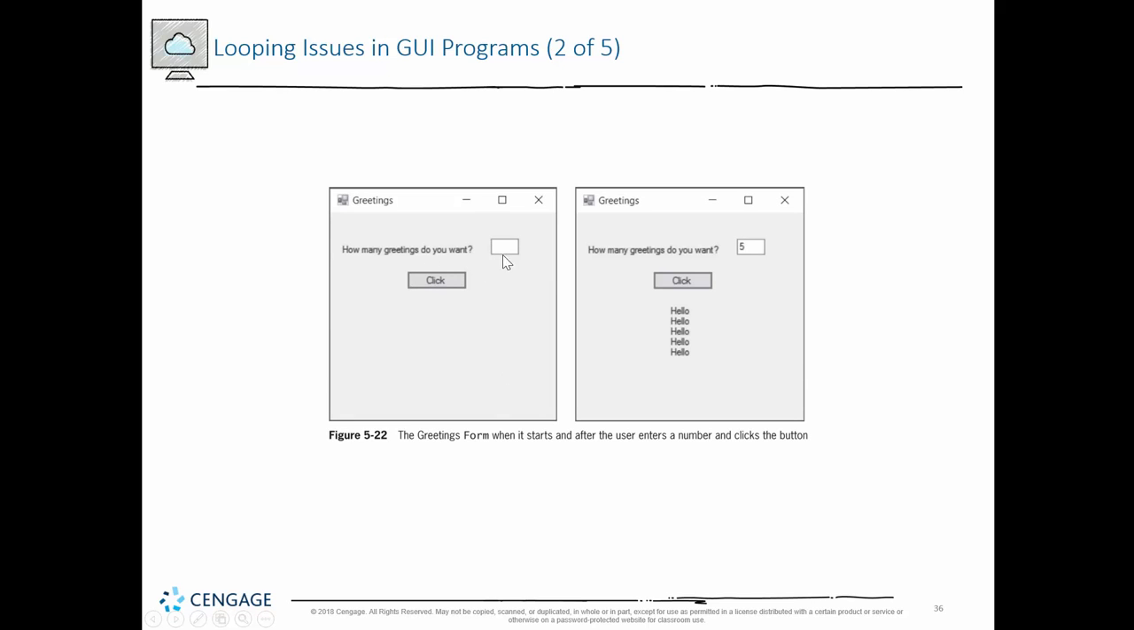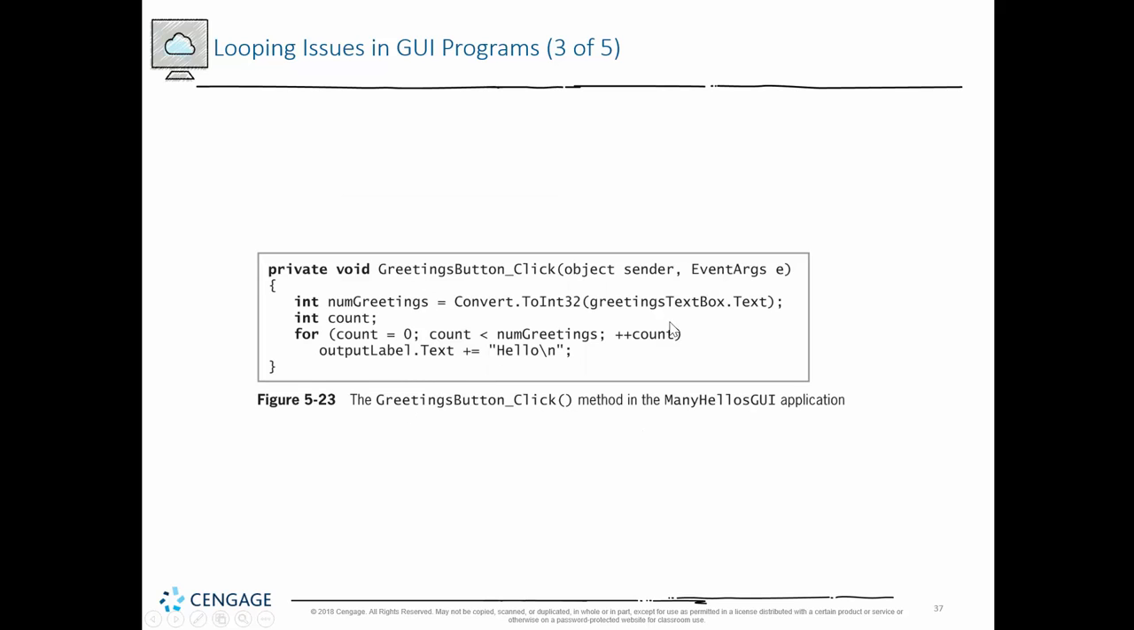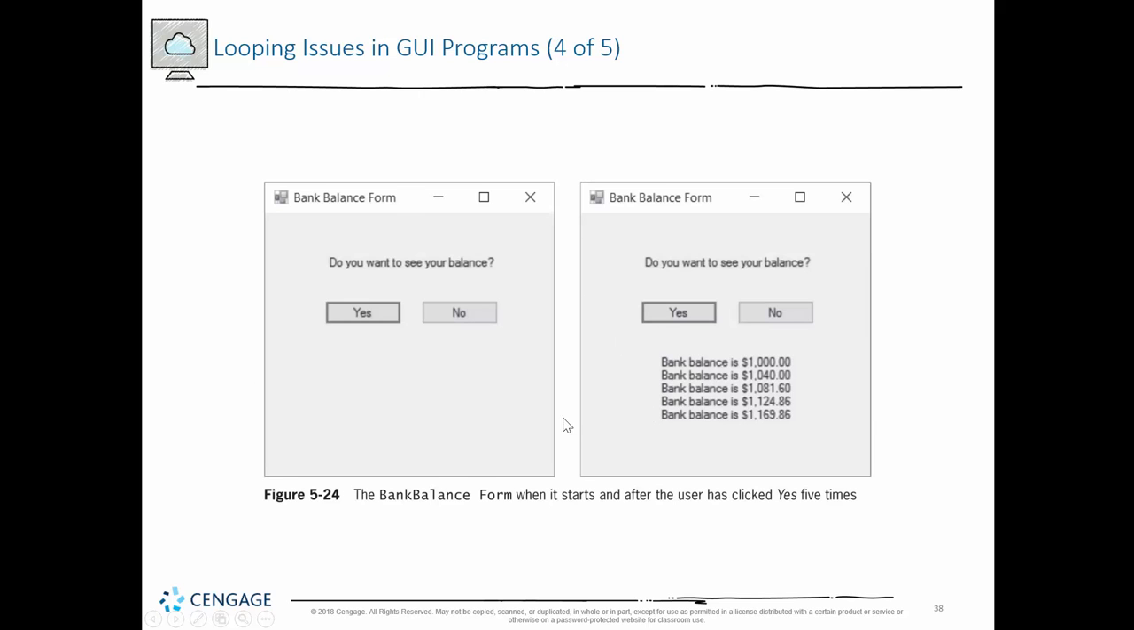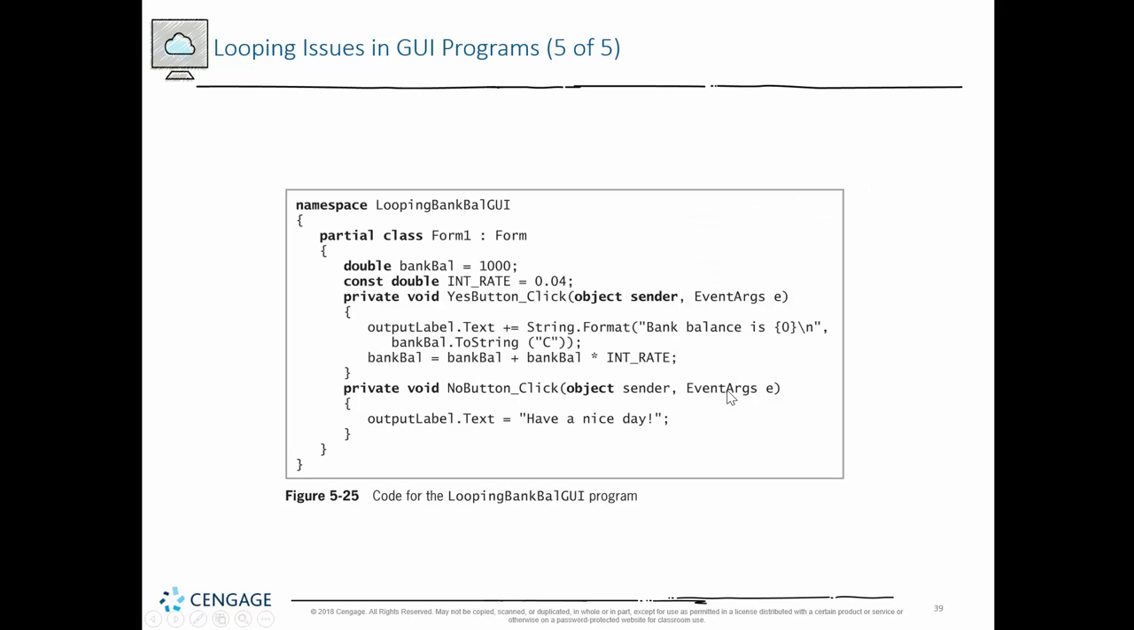So you'll notice here, how many greetings do you want? They put in a 5 and it says hello 5 times. We could have put in 100 there and it would have said it 100 times, etc. You want to see your balance? Well, ideally, do you want to see it once or do you want it to go through 5 times or whatever? It's all a matter of how you code it. All right?